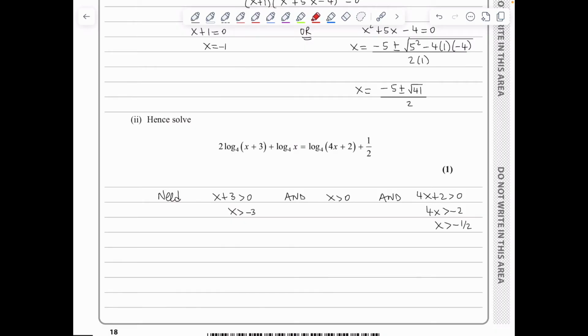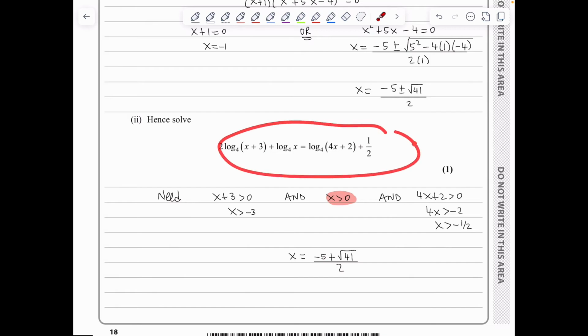And I observe that if x is greater than 0, if x is positive, then the other two inequalities are also satisfied. So out of the three possible candidates for a solution, we can see that the only one satisfying this condition here, that x is positive, is (−5+√41)/2, which is the only solution to the original logarithmic equation.